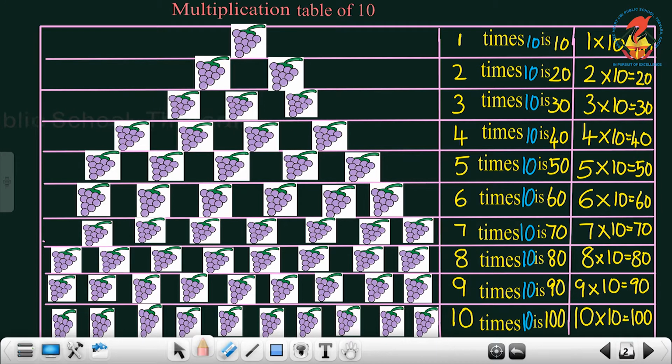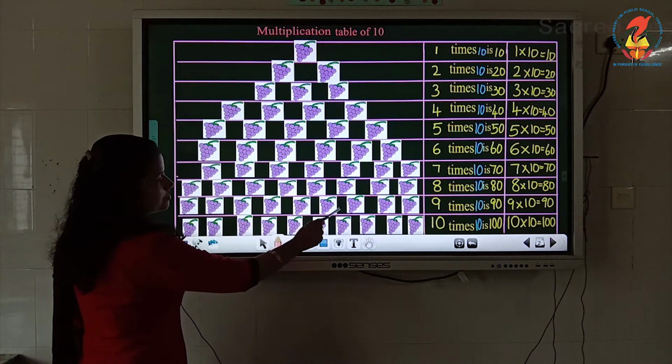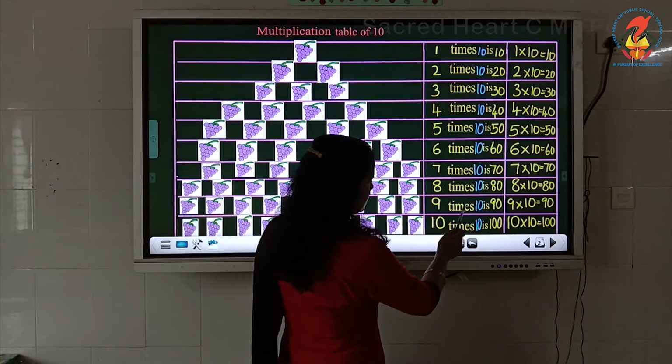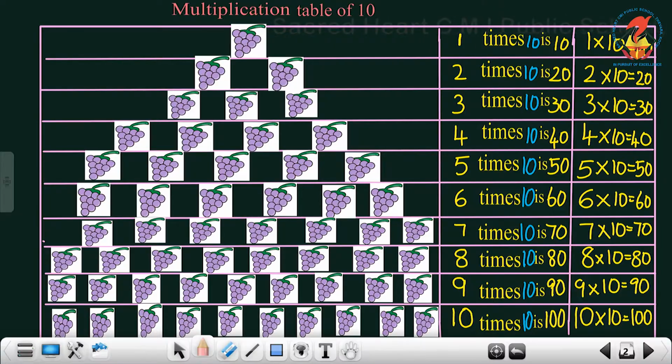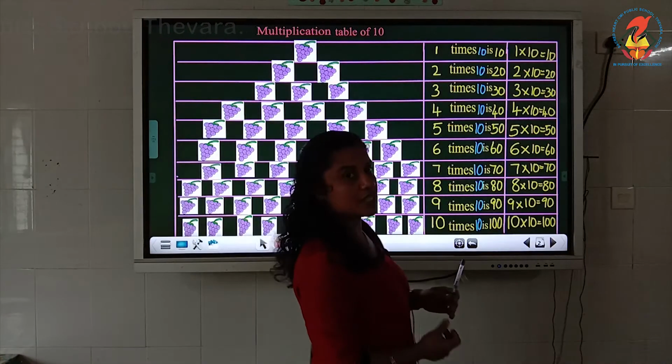In the eighth box you can see 8 groups of 10 grapes each. So we will write it as 8 times 10 is 80. In the ninth box you can see 9 groups of 10 grapes each. So we will write it as 9 times 10 is 90. And in the last box, that is the 10th box, you can see 10 groups of 10 grapes each. So we will write it as 10 times 10 is 100. Is it clear to you all? Now let's read the multiplication table of 10.